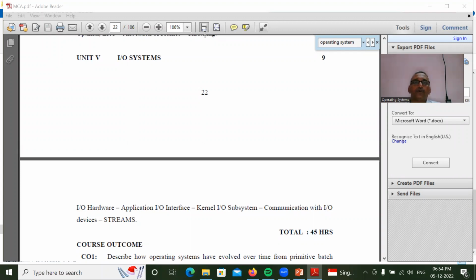Good morning, guys. Now, let's see about the fifth unit of operating systems. That is the input-output systems. This unit contains input-output hardware, application input-output interface, kernel input-output subsystem, communication with the input-output devices, and streams. Now, let's see about them one by one.